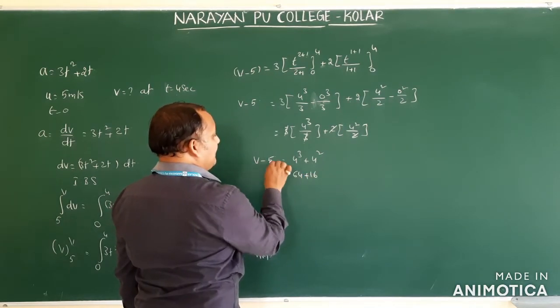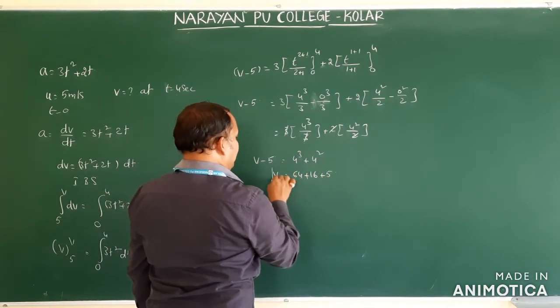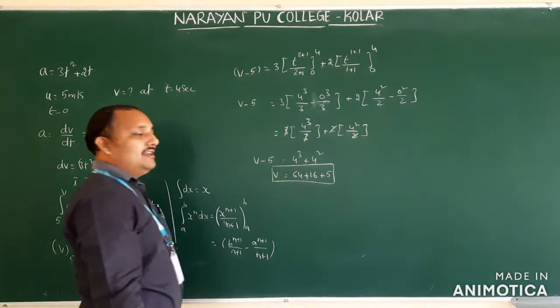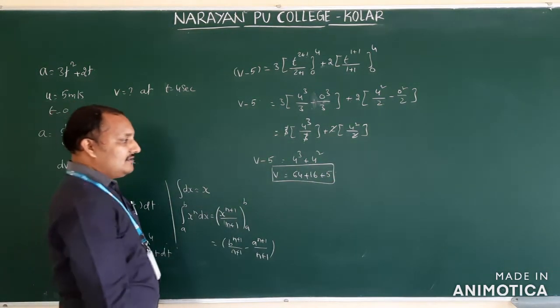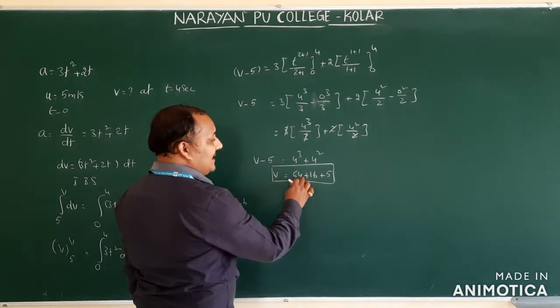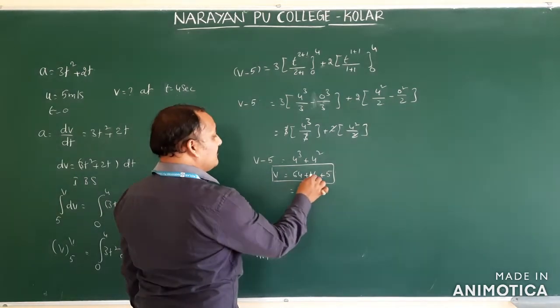This minus will come to the RHS as plus 5. You can add all these. That is your answer in meter per second. 6 plus 4, 10. 10 plus 5, 15.